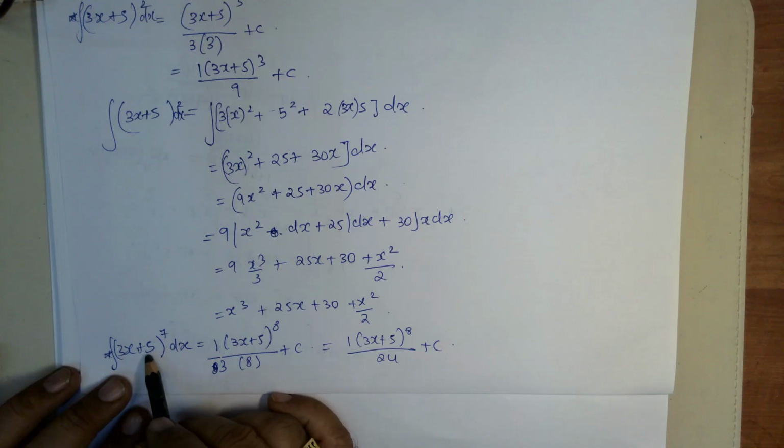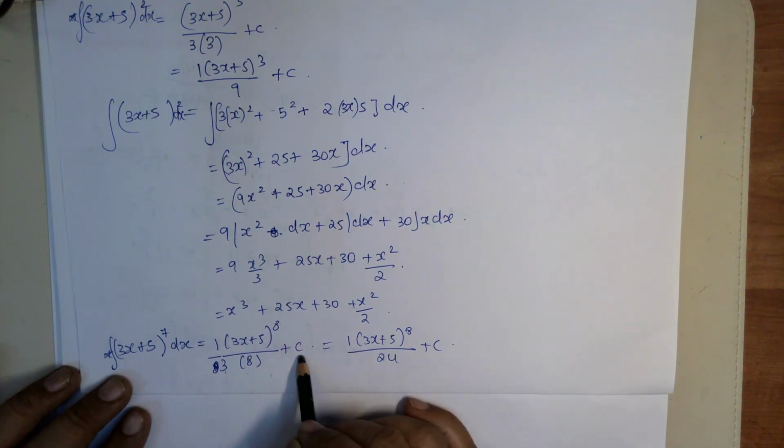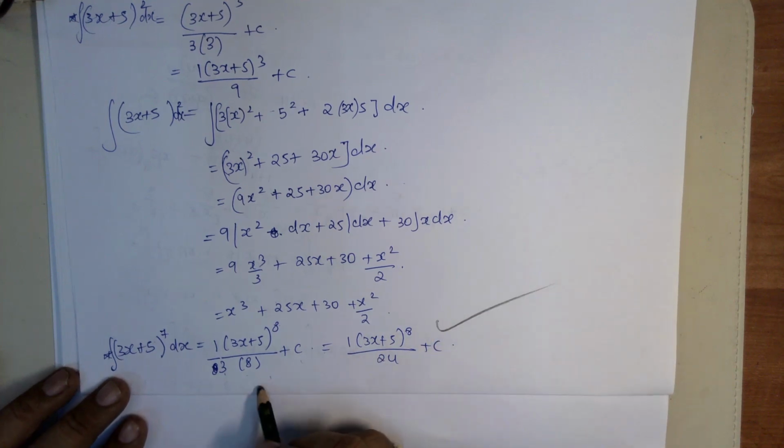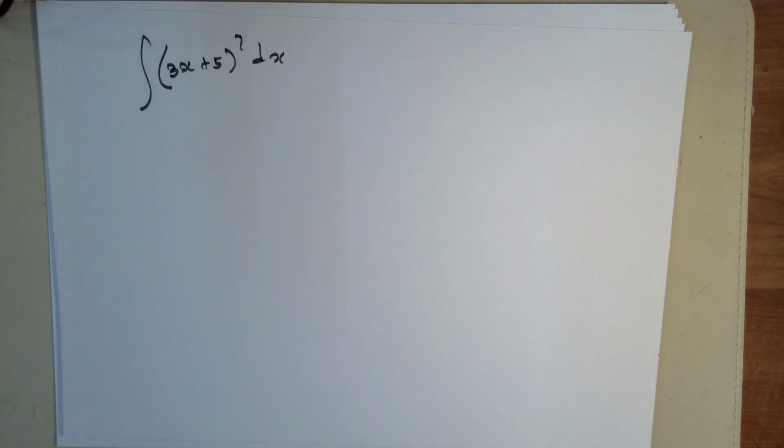So the final answer is correct, but you have skipped this important step. (3x plus 5) whole power 7, so 1 by 3, (3x plus 5) whole power 8, divided by 8. Okay, good. Next.